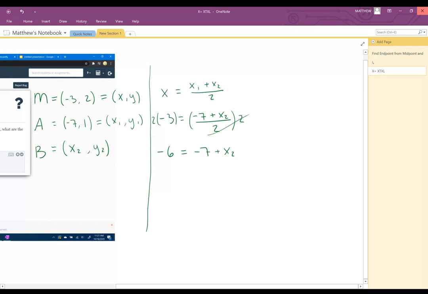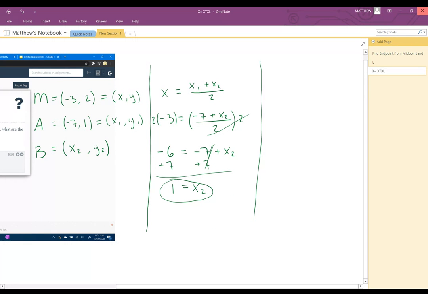Now to get x2 by itself, I would want to add 7 on both sides because -7 plus 7 is 0, so that's gone. -6 plus 7 would give me +1. And now I know that +1 is my value of x2.